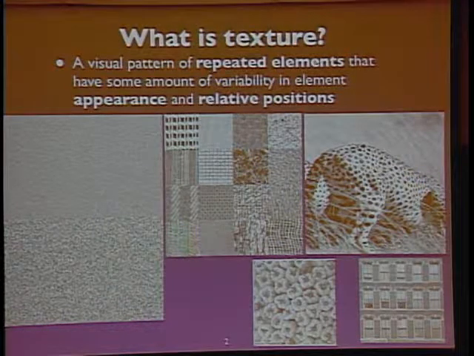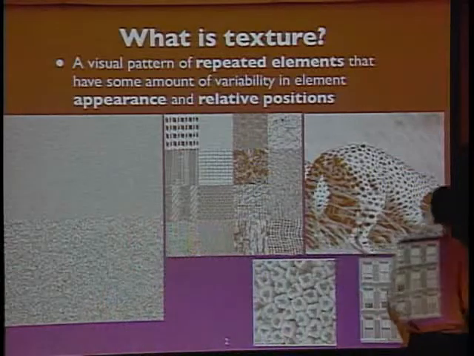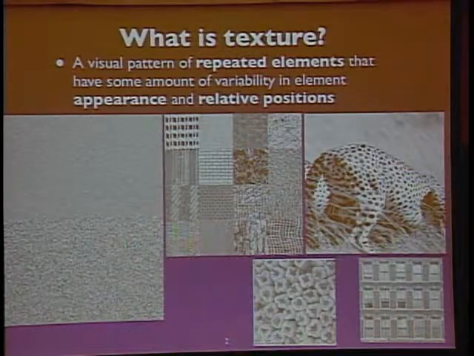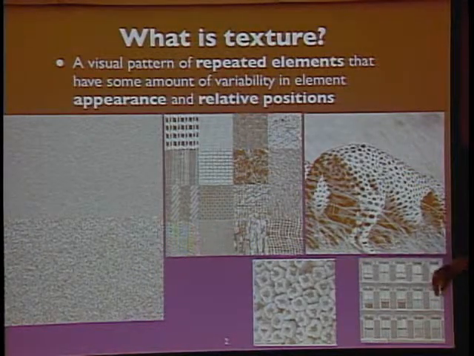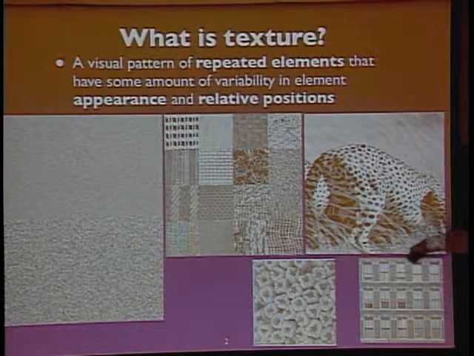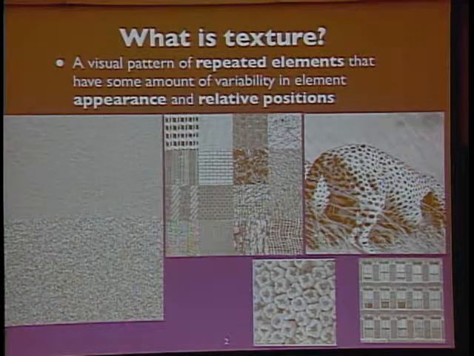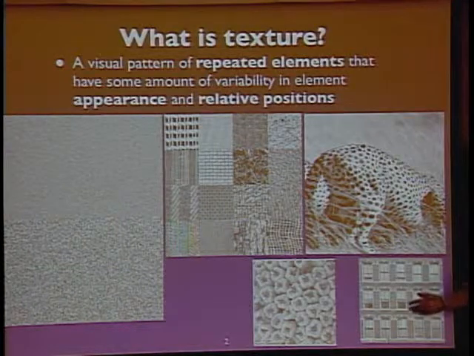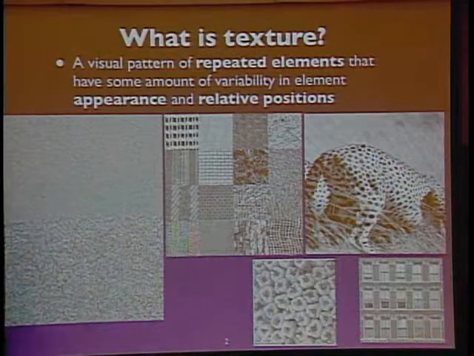Similarly, we don't usually think of the side of a building as being a visual texture, but really it is, because there is one element called a window that keeps getting repeated over and over again, and this time it's at fairly even intervals without much variability in terms of the placement, but there is some variability in the appearance, and basically what that amounts to is that the shades might be more up or down depending on which window you're looking at.